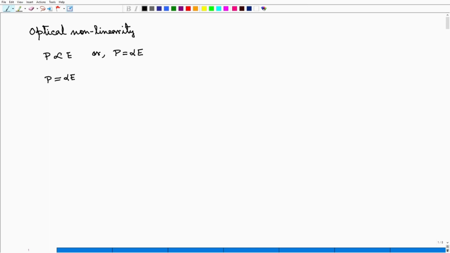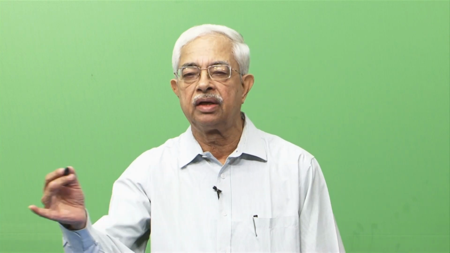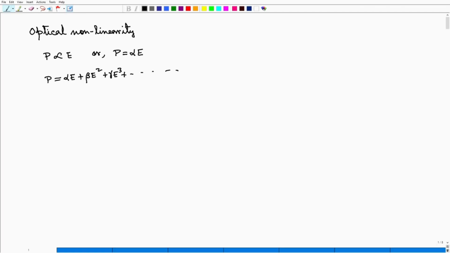What does that mean? That means P equals alpha E plus beta E square plus gamma E cube plus dot dot dot. It goes on. That means here the polarizability varies non-linearly with E. E is the electric vector. This beta is the first hyperpolarizability, and gamma is the second hyperpolarizability, and so on. Or we can say that beta is the second order optical non-linearity, gamma is the third order optical non-linearity effect. And P is the molecular polarizability. We are discussing molecules.